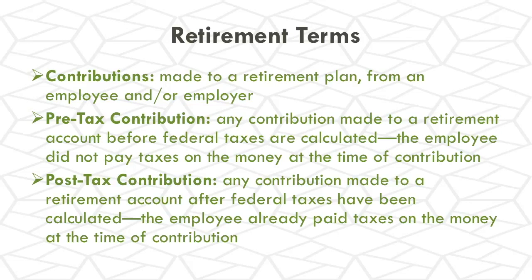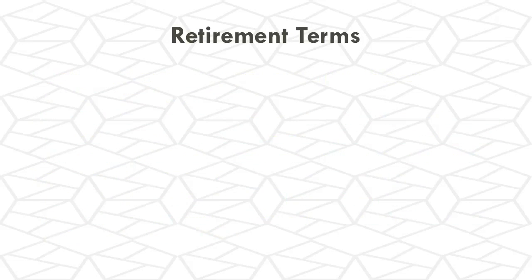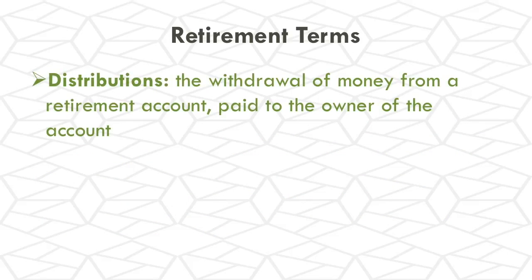Next, we have distributions. When we're talking about distributions in retirement, we're talking about the withdrawal of money from a retirement account paid to the owner of the account. So you as the taxpayer, once you reach retirement age, you decide you want to take a distribution from your retirement account. That is a distribution.